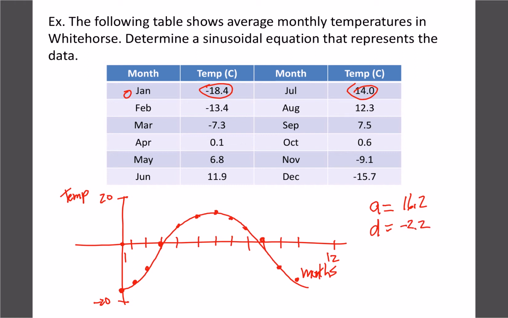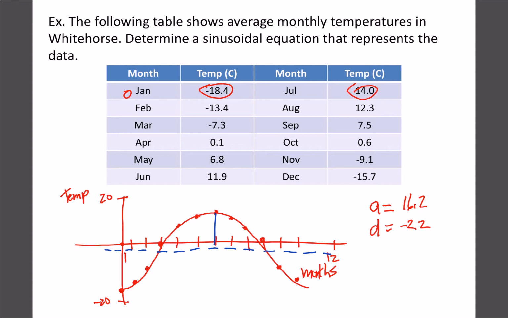So based on our graph, let's just see if that's right so far. So we'd have a D, a downshift of -2, so that'd be somewhere about there. That looks pretty close to the middle, and we've got a height of 16 top and bottom, which looks good. So our amplitude and our D is good.